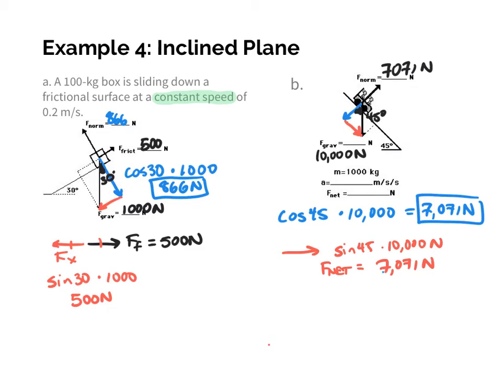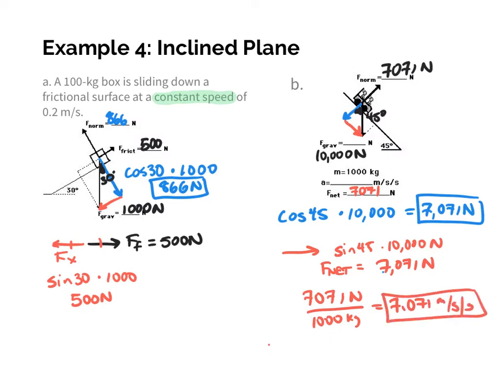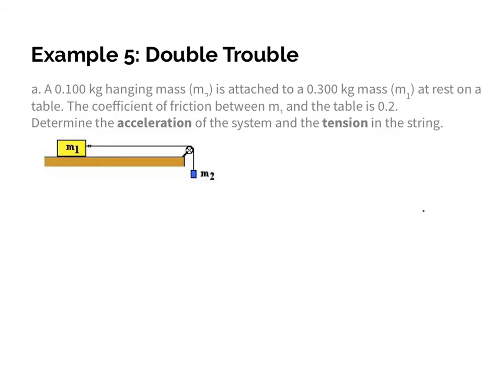So if I want to use this for Newton's second law, I know that my net force is going to be that unbalanced force, in that case the horizontal component. So if I take that 7,071 newtons and I divide it by the mass of 1,000 kilograms, that's going to give me my acceleration of about 7.071 meters per second every second. So that's my acceleration. So again, with an inclined plane, what we're doing is we're breaking down the force of gravity into components instead of other forces.